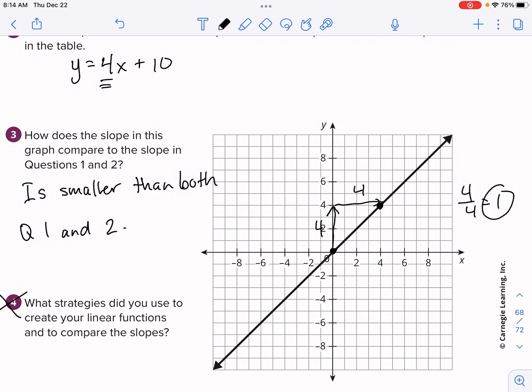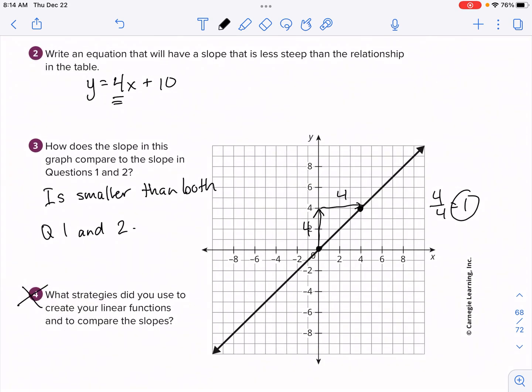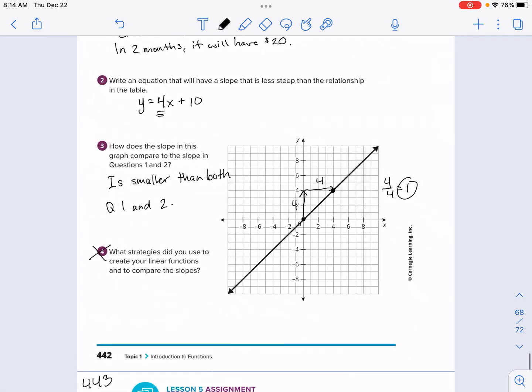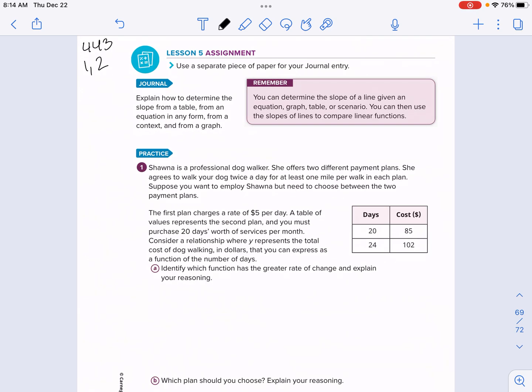Anyways, that's pretty much going to conclude comparing functions. That did take a lot of our effort in understanding the various problems, graphs, tables, and so on. But let's go to our assignment. Our assignment is on page 443. We're doing all of number 1 and all of number 2.